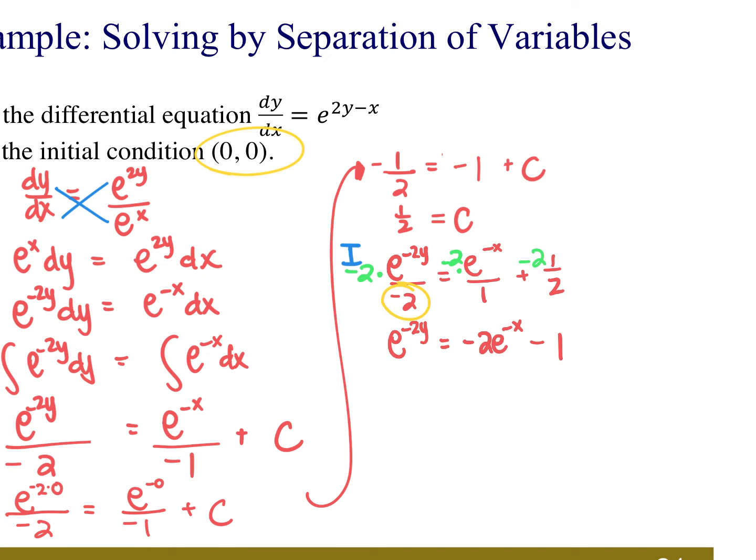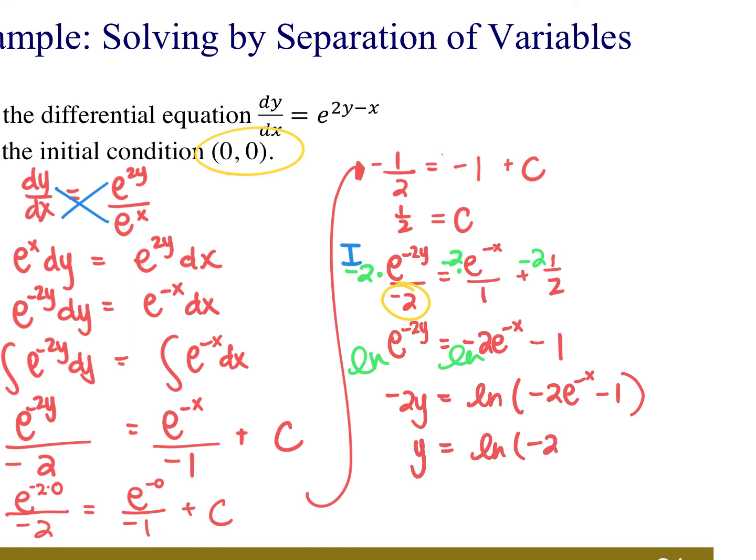ln. And we only get one ln per side. Okay, so we get an ln on this side, and we only get one ln on the other side. So that's going to give me -2y equals an ln around the quantity -2 e to the -x minus 1, because you only get one per side. And then I just divide everything by -2, so I isolate y. So it would be the natural log of the quantity -2 e to the -x minus 1, and that whole quantity divided by -2.